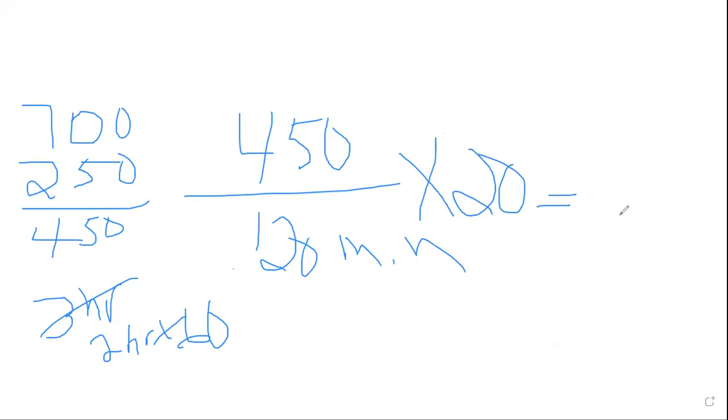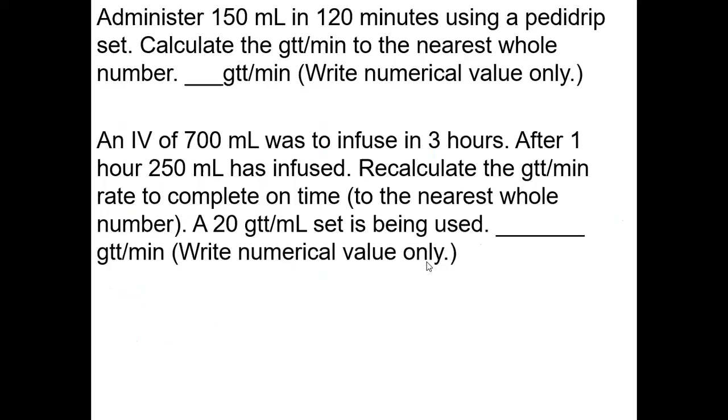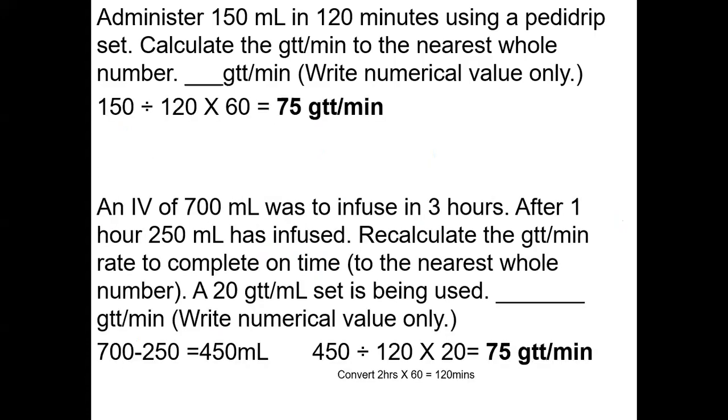So we have 450 divided by 120 times 20, which also should have gave you a drip factor of 75. Okay. And there it is all spelled out for you there.